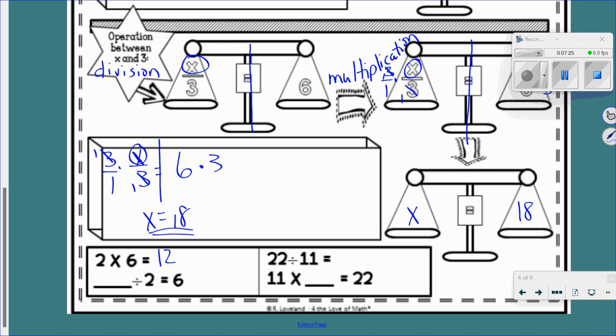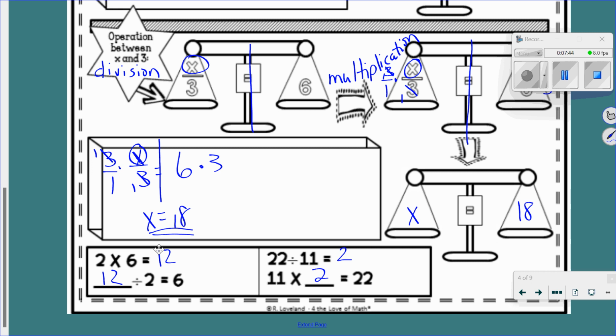Inverse operation. 22 divided by 11 is 2. So 11 times 2 is 22. Does that make sense? Guys, that's literally all we're doing in these. We're just reversing the operations so that we can solve the problem.